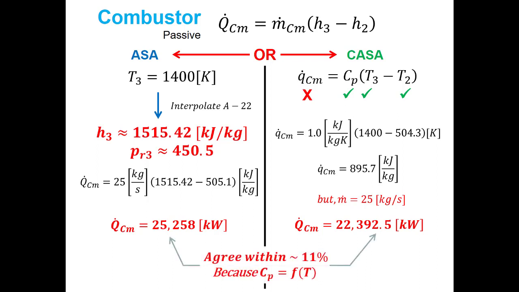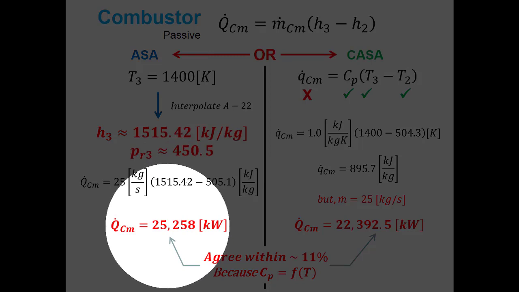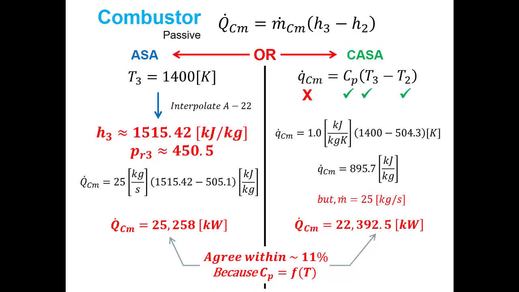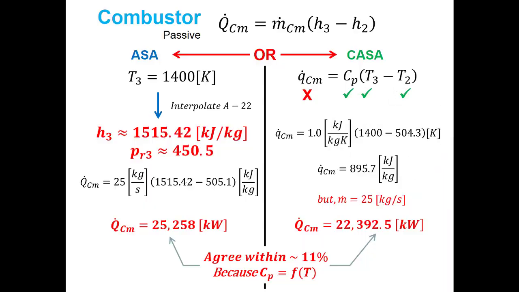25,258. Notice that there's an 11% difference between these two numbers, and that's because we're assuming that specific heats are constant on the right-hand side here. If I had to pick which one of these answers I trust more, it's always going to be the variable specific heat analysis because I've made one fewer assumption. And this assumption that specific heat is constant gets worse as our delta T's get bigger. And here we're talking about a delta T of almost 900 degrees.